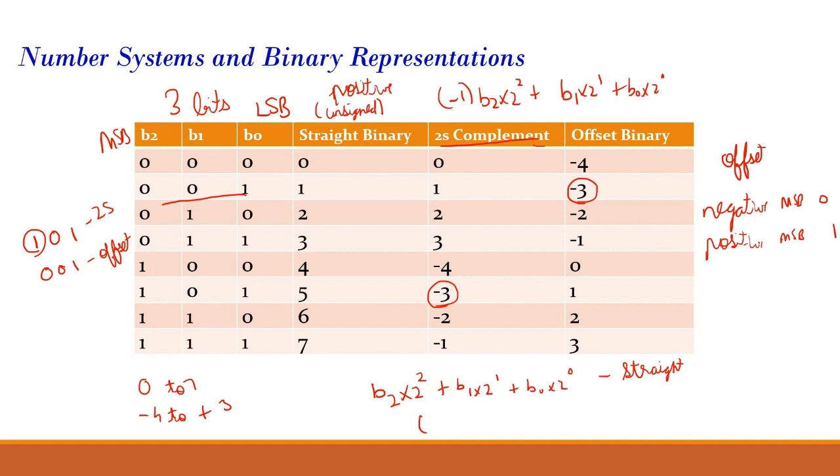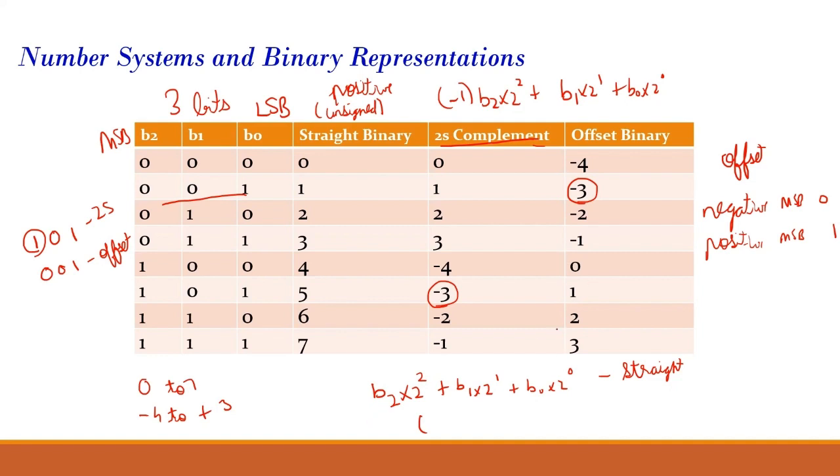For representing negative numbers, we already have the 2's complement form. Then, sir, what is the application? What is the need for offset binary?